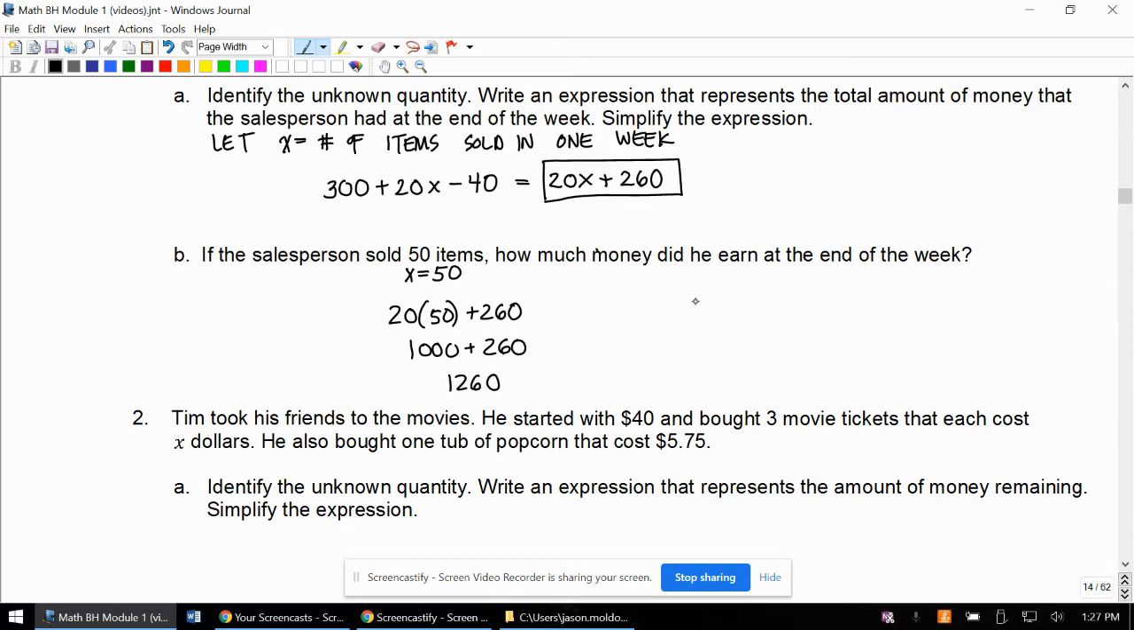And then we're going to write a sentence. You don't have to use a therefore dot, but a therefore dot is a triangle, and it is shorthand for therefore he earned $1,260. And you could check your work by plugging in 50 into the other expression. But aside from that, there is not usually a way to check expressions. You can check equations, but not expressions.